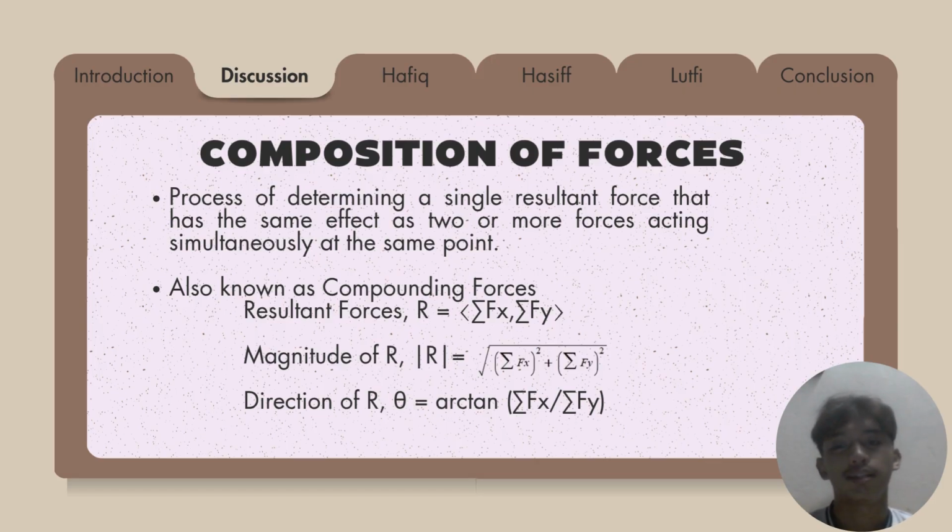For magnitude of resultant force, we can find it by using the formula, which is the square root of the summation of component x squared plus the summation of component y squared. And the last one is direction of resultant, for which we can use theta equal to arctangent of summation of y over summation of x.